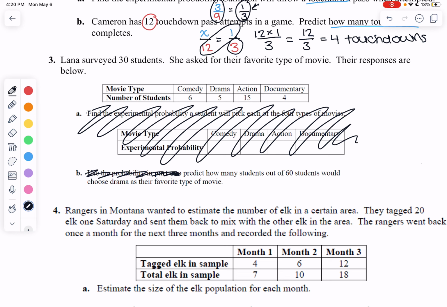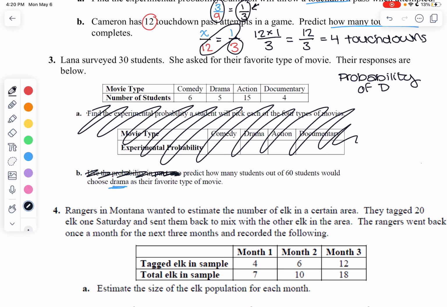So number 3 says, Lana surveyed 30 students. She asked for their favorite type of movie. Their responses are below. It says, predict how many out of 60 students would choose drama as their favorite type of movie. Okay, so I know that I want drama. Okay, let's find the probability of drama from this table.